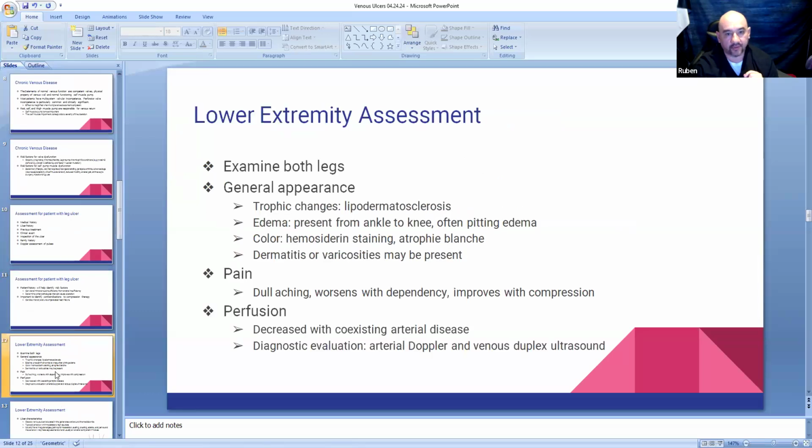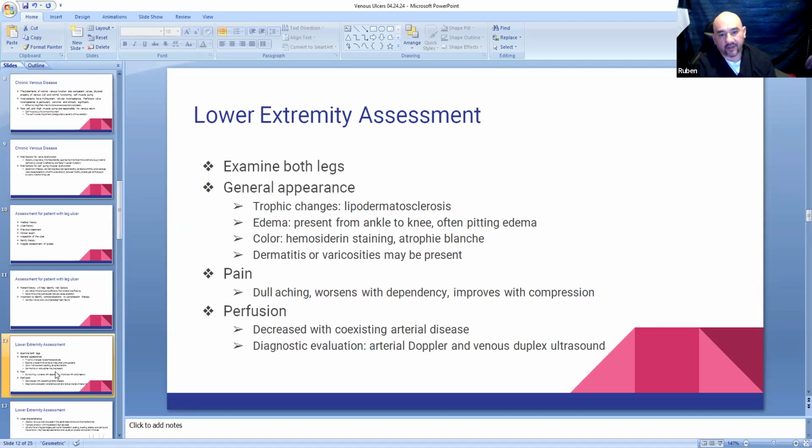And so you want to do your lower extremity assessment. You want to examine both legs and look at the general appearance. Are there any trophic changes like lipodermatosclerosis, which is hardening of the skin? You get this real tight looking skin. It's kind of interesting. Do they have edema? Is it from the ankle going up to the knee, or is their entire leg an entire cylinder? It doesn't have any contour at all. It's just straight down like an elephant leg kind of thing. Those can be a bit much.